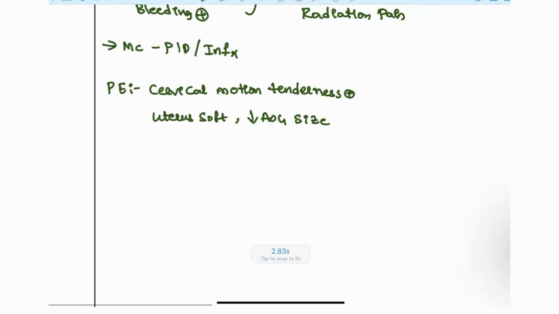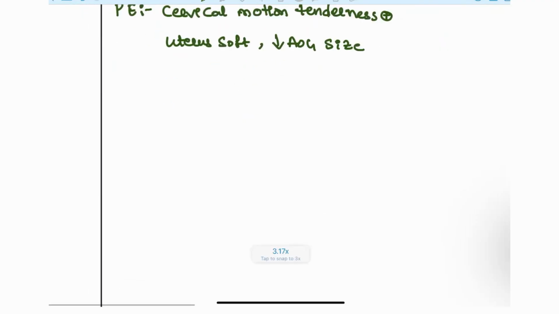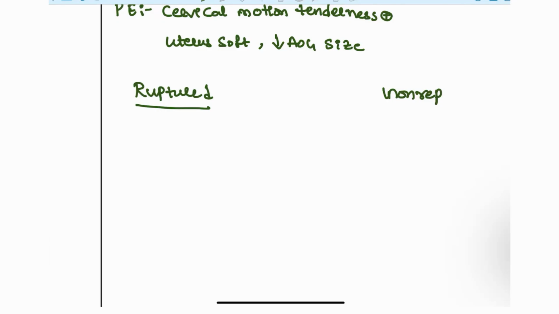Next, what is the treatment protocol that you have to follow whenever you see this patient? We have two types: one is ruptured, and the other is non-ruptured. Let's see non-ruptured first. If the patient presents as non-ruptured, then what can we do? First, you have to go for the transvaginal ultrasound.